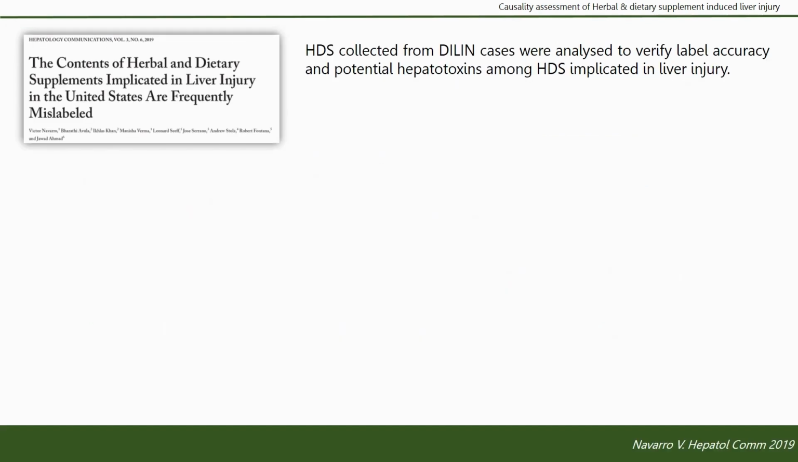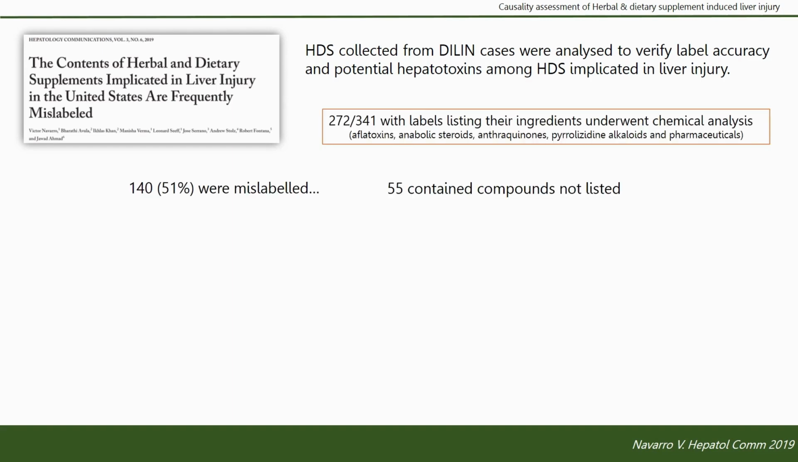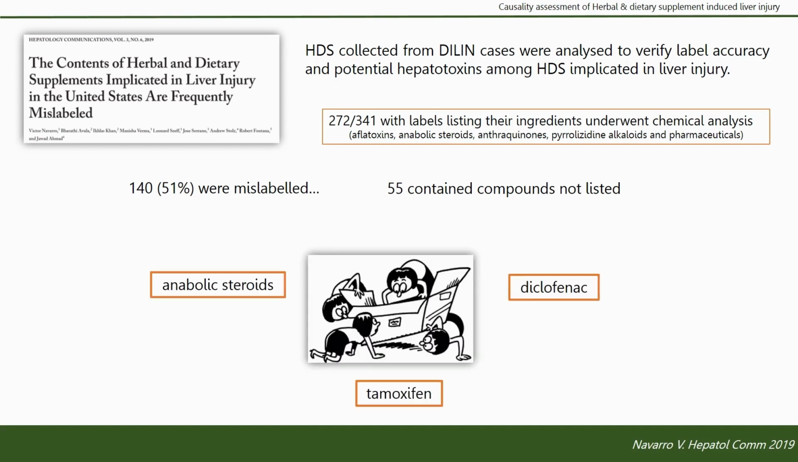More recently, Dr. Navarro and colleagues have demonstrated the high prevalence of mislabeled products and the several compounds with a great potential of DILI that could be hidden behind an HDS. 272 samples from cases with liver injury because of herbs from the DILI network were analyzed. They found that 50% were mislabeled and 55 contained compounds that were not listed, such as anabolic steroids, tamoxifen, and diclofenac.